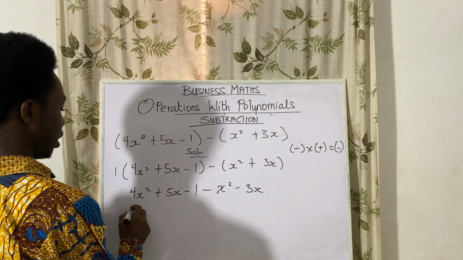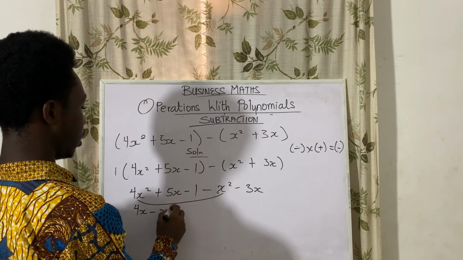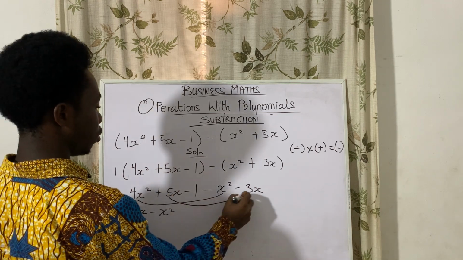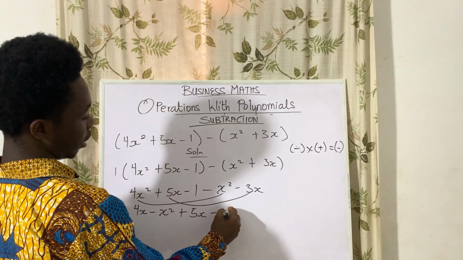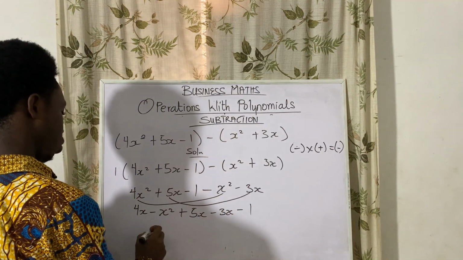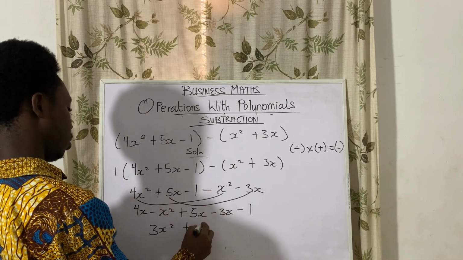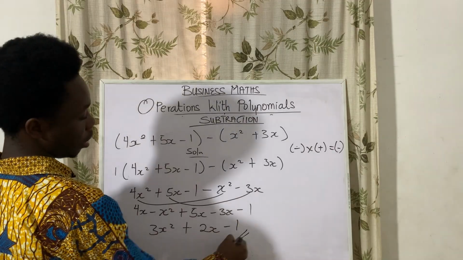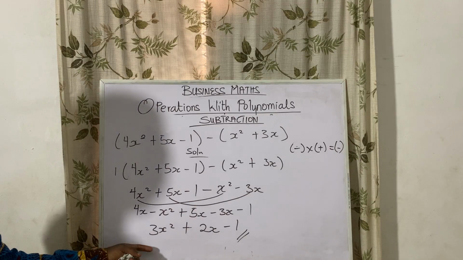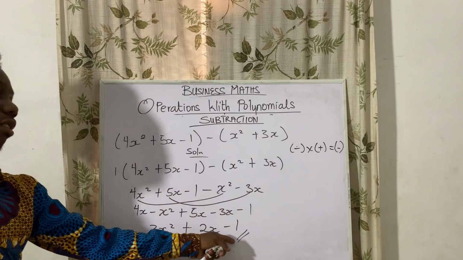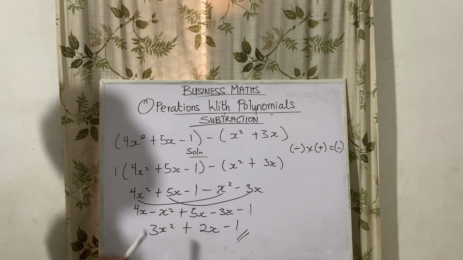Now, do we have any like terms? Yes. So 4x matches this. So 4x minus x squared. Then 5x also matches to this. So plus 5x minus 3x. Then we have minus 1. So we subtract this, you are going to get 3x squared plus, we subtract this, you are going to get 2x minus 1. So this is going to be our final answer with this. So at the end, we even got what? A quadratic equation. Please, do we get it? We got a quadratic equation.